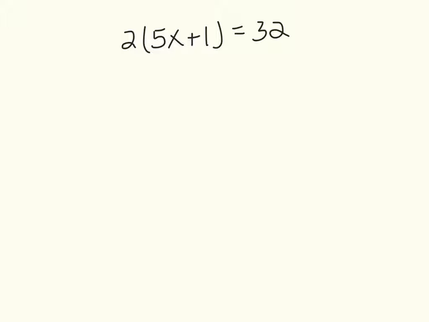Okay, here we go, guys. I've got 2 groups of 5x plus 1. So I've got 2 times 5, which is 10x. And I've got 2 times 1, which is 2, positive 2. So ladies and gentlemen, that's all I do. I don't have 2 groups of 32, just 2 groups of 5x plus 1. So my 32 can just come on down, and I can now solve my problem.